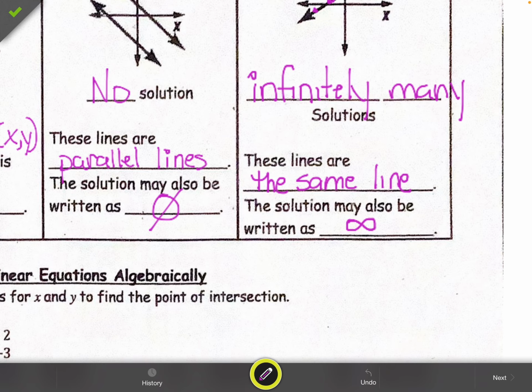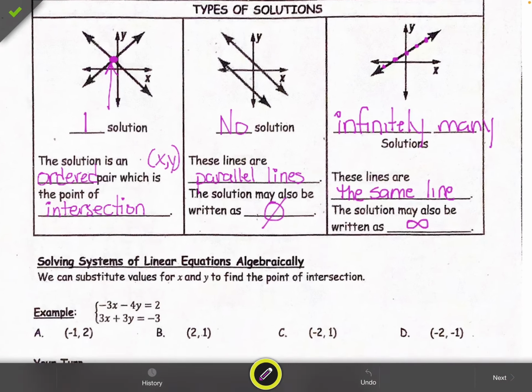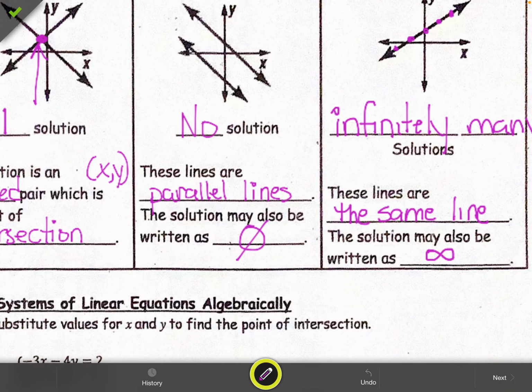So there are three solutions that you can come up with. One solution, if your two lines intersect, that point of intersection is your solution. No solution, if your two lines are parallel. Or infinitely many solutions, if you end up with the same line for both of your equations.